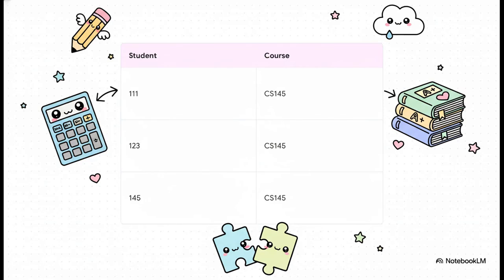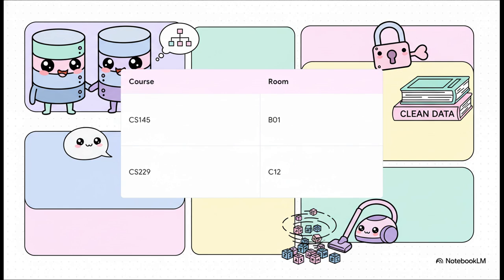So here's our first new table, and it is beautifully simple. Its one and only job is to track which student is enrolled in which course. That is it. Notice, no more redundant room information anywhere in sight. And here's our second table, which also does just one job. It tells us where each course is located. The fact that CS145 is in B01 is now stored exactly once. This is just so much healthier, so much cleaner of a design.